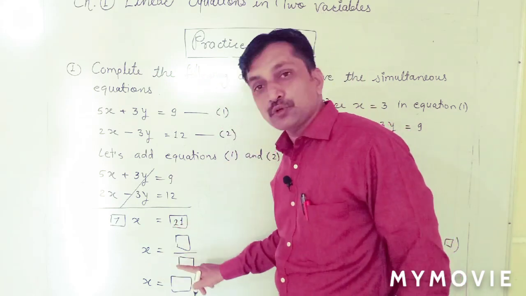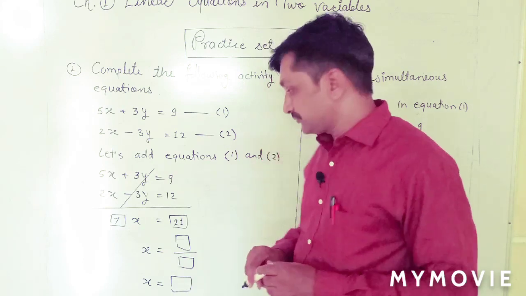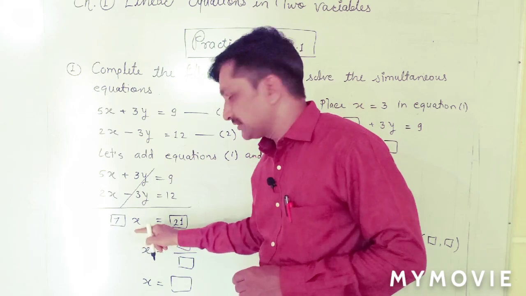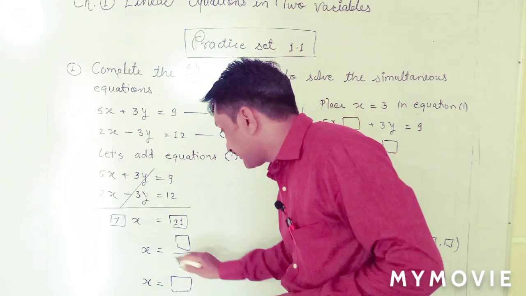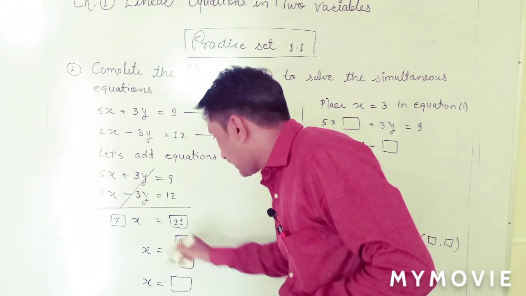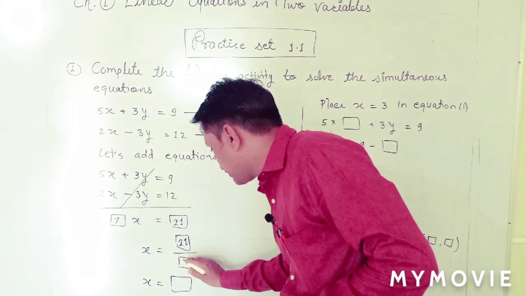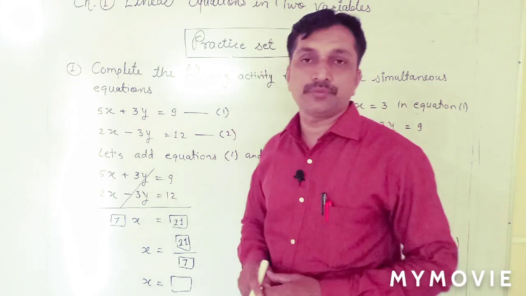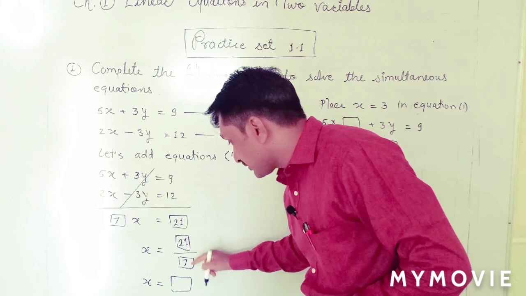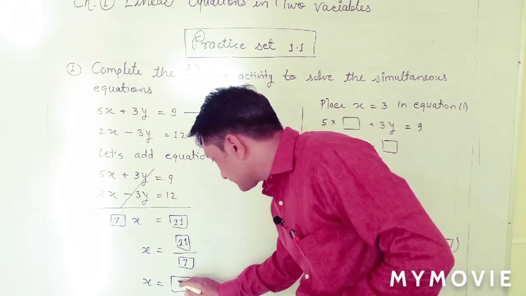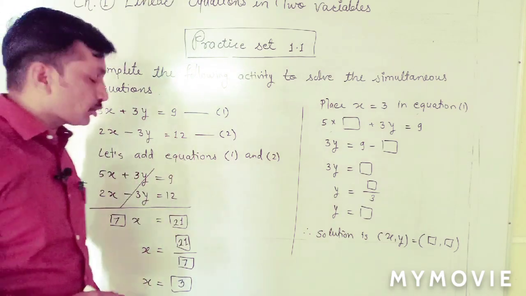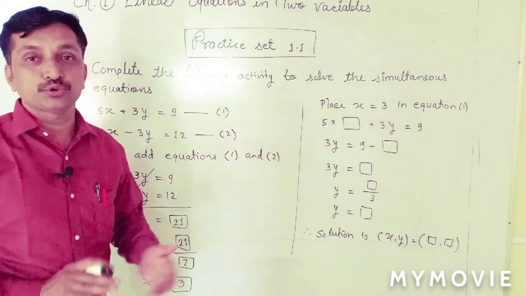After that, on transposition, we have to transfer this 7 to the right side. This 7 is multiplied to x, so after transposition it will divide. Now x is equal to, here is a box, then here is 21, and this 7 will come in the denominator after transposition. Next step, x is equal to 21 divided by 7, 7 threes are 21. In this way, we got the value of x. x is equal to 3.